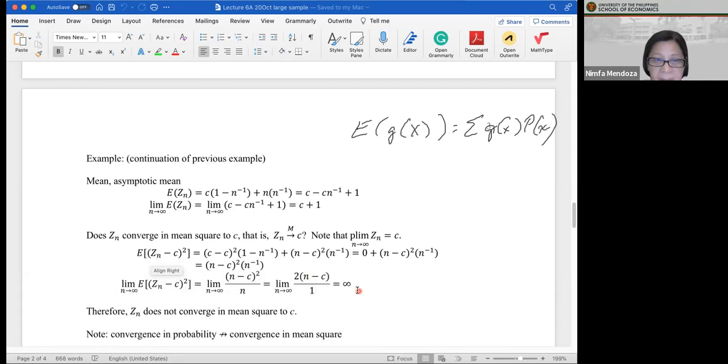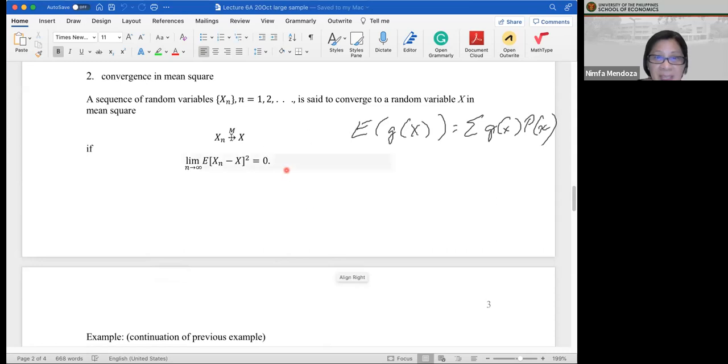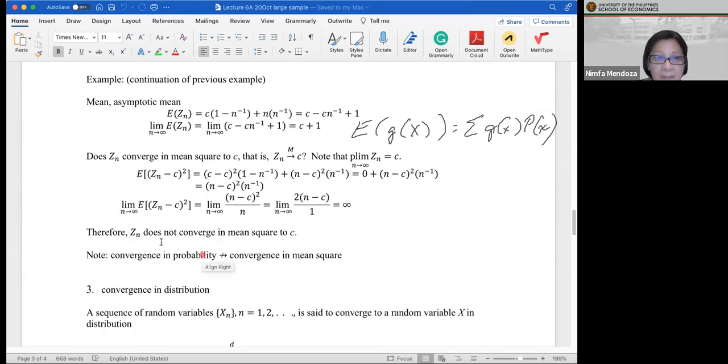Therefore, the limit of this expression is infinity, which is not 0. Therefore, C sub n does not converge in mean square to C.